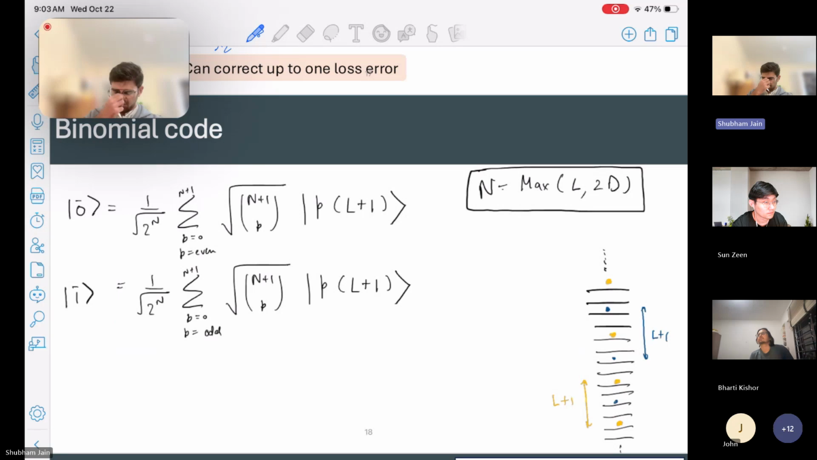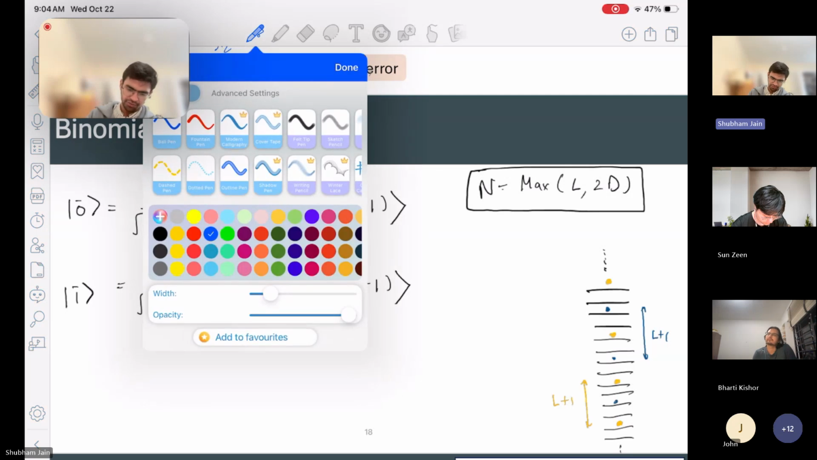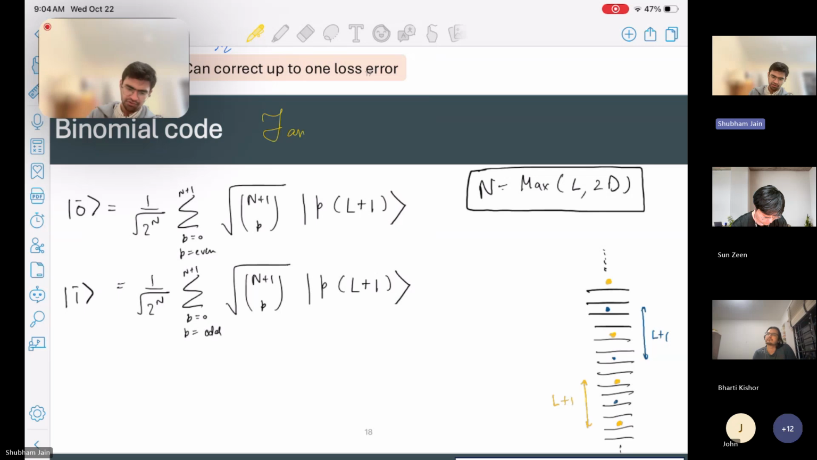Okay, so that was the simplest binomial code, but in general, we have this whole family of binomial codes where you can correct any amount of information and have any distance that you want.